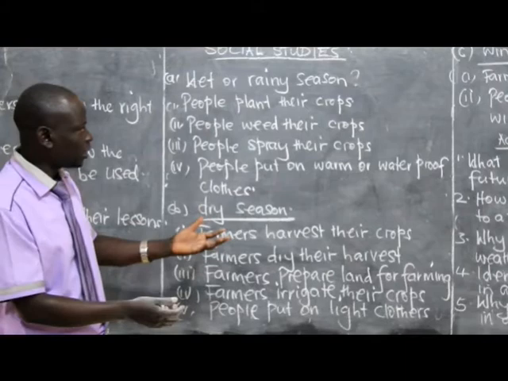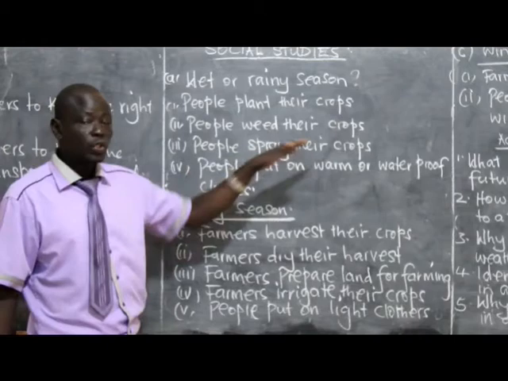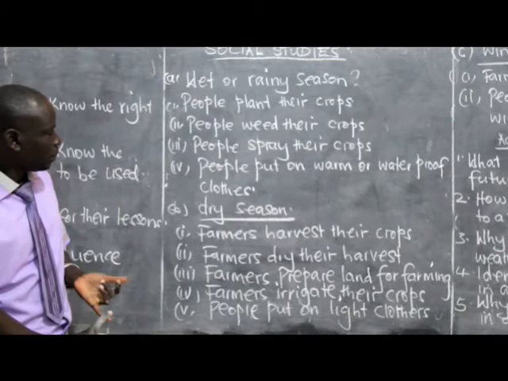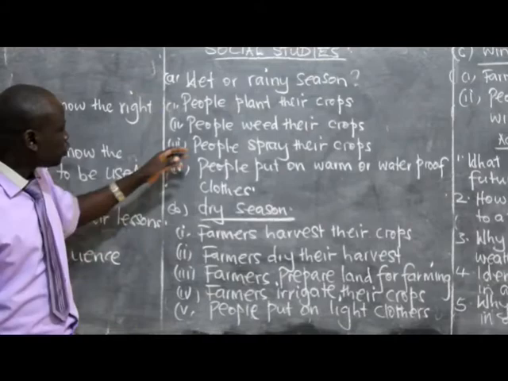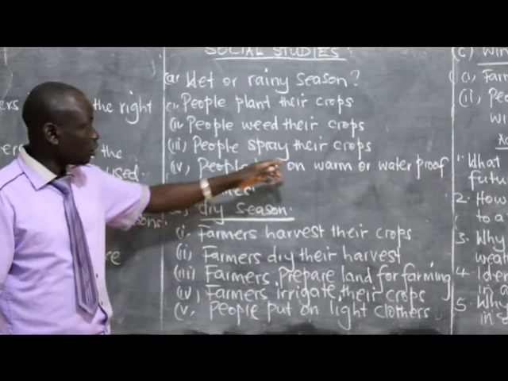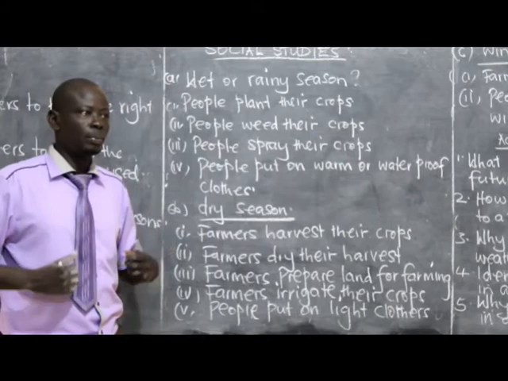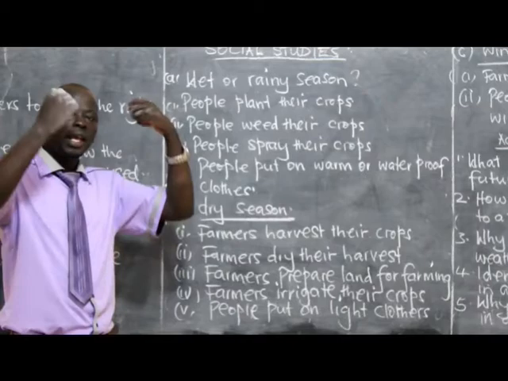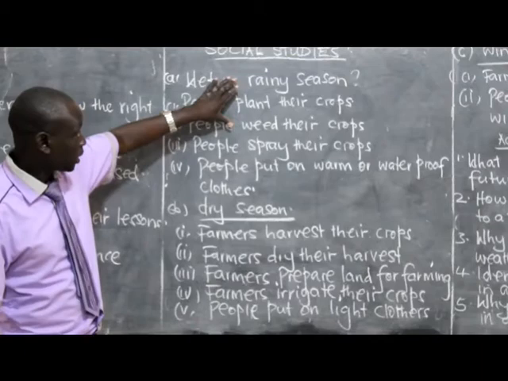At the same time, it is the time for spraying. After weeding, spray the crops, especially to kill the pests. Then also, to other ordinary people, for instance, you are going to work, you are a trader, it is the time to put on warm or waterproof clothing. By warm, I mean you can put on heavy clothing, a jacket, because it is cold, or you can put on a raincoat, that's waterproof clothing, because it is raining. So that's how weather influences our activity.